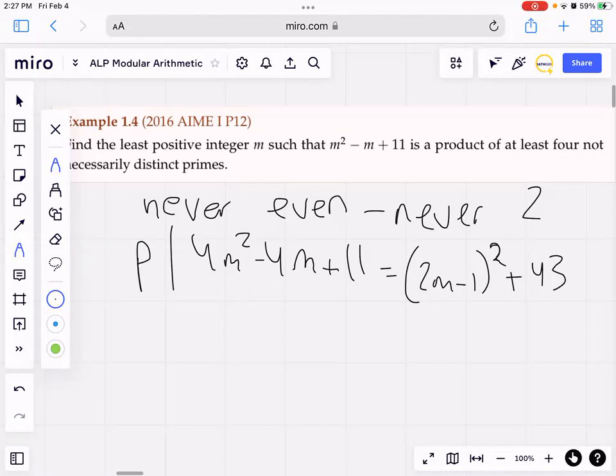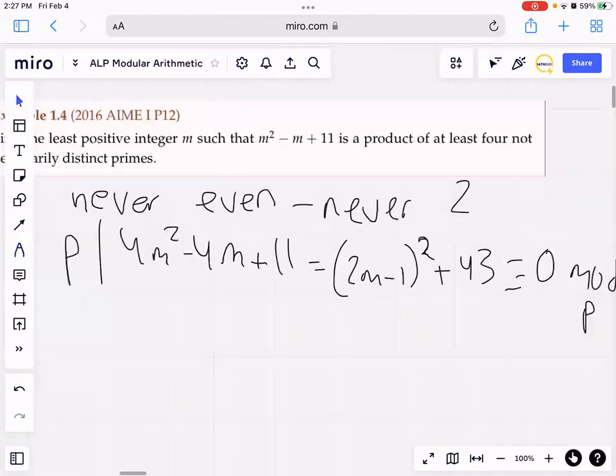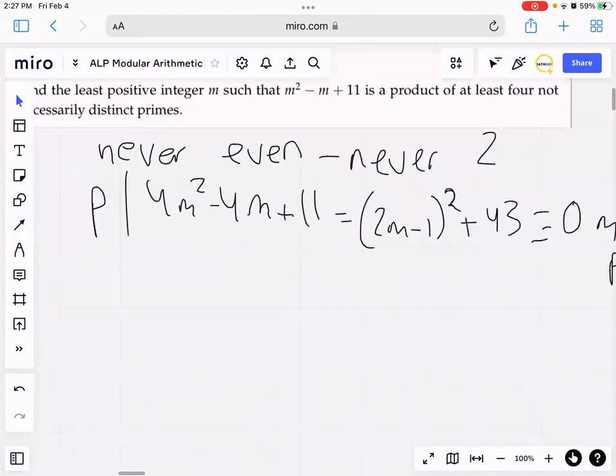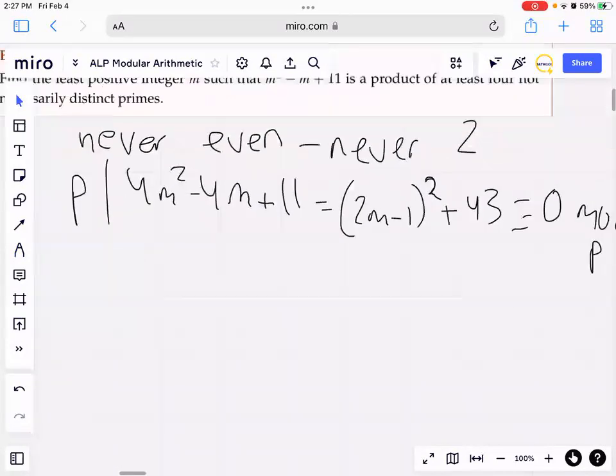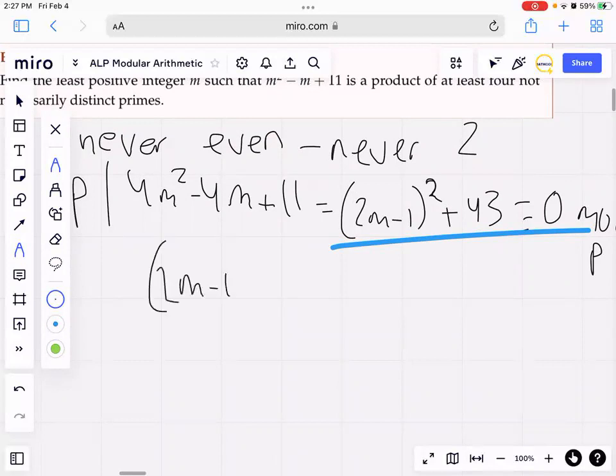So now we need to find a p such that this is all congruent to 0 mod p, meaning that this is divisible by p. Sorry. So now let's go back to this part of the equation. Subtracting 43 from both sides, we have that (2m minus 1) squared is congruent to negative 43 mod p.